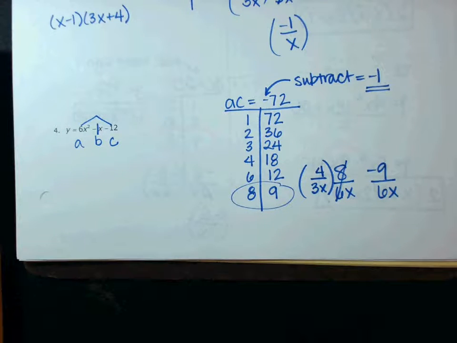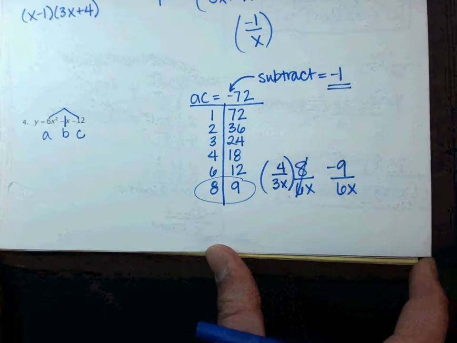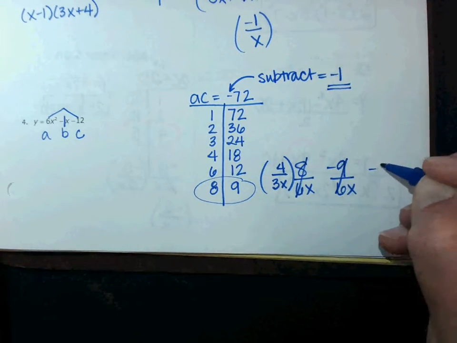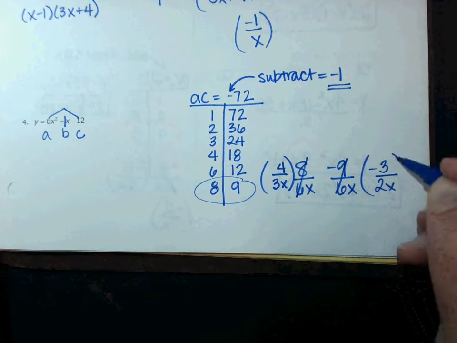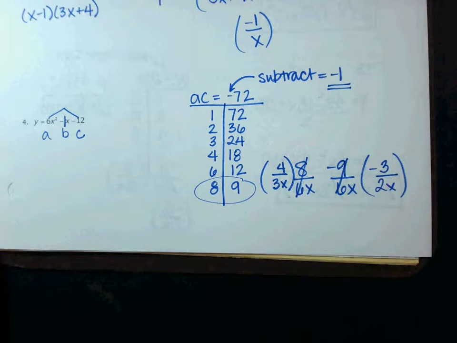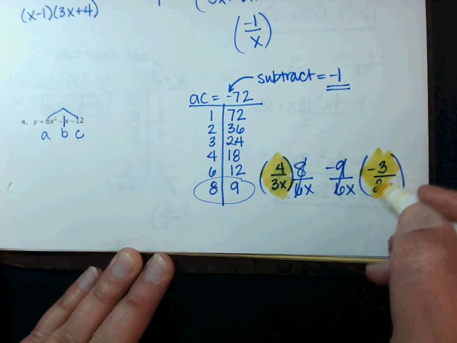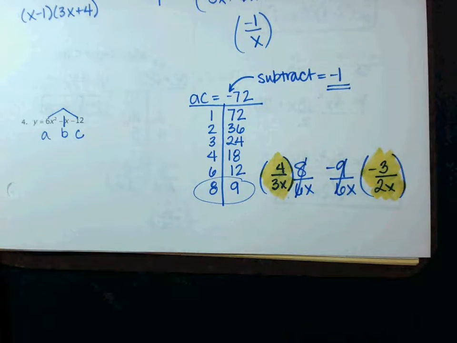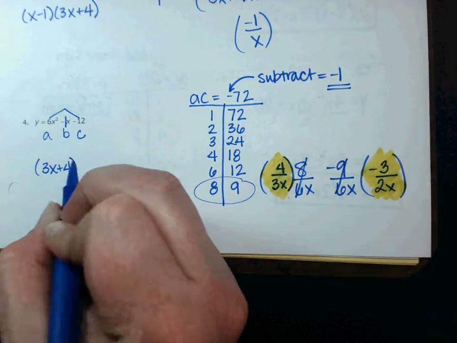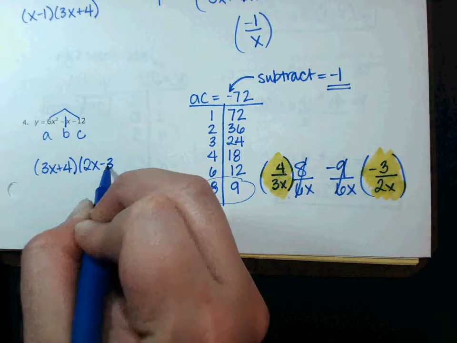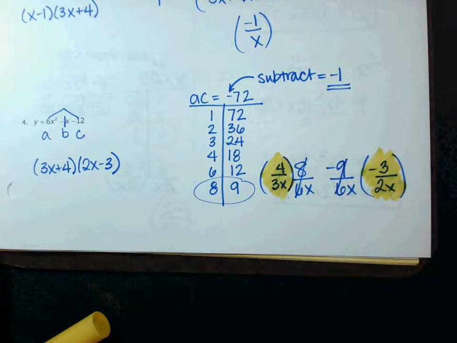Now, what about 9 and 6? What can both of those divide by? 3. Divide the top by 3, you get negative 3. Divide 6 by 3, you get 2x. Okay? And then once you find those two, you can do your bottoms up, okay, with those new factors. What is my first factor? 3x plus 4 and 2x minus 3. Very good.